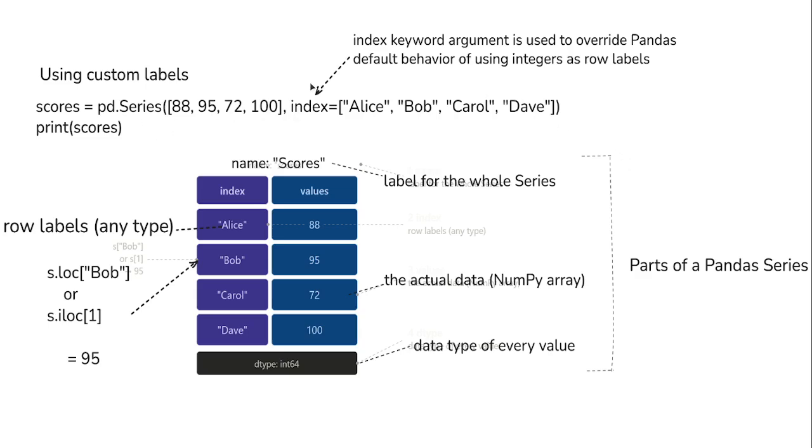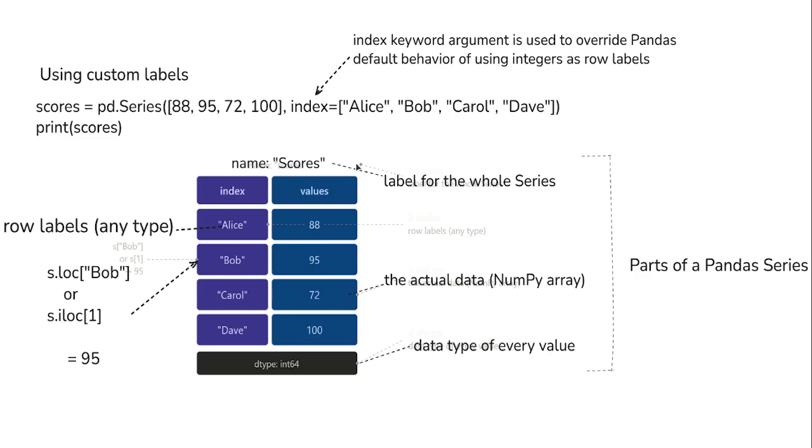Pandas also allows us to create custom labels. So if we want to erase the default behavior of the Series that gives us 0, 1, 2, 3, we can use the index keyword that can override the default behavior of using integers as row labels. Where we have our statements here, our Series index becomes Alice, Bob, Carol, and Dave, and our values still remain 88, 95, 70, and 100.